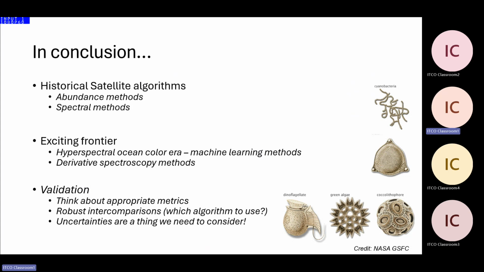And validation: when we're doing validation, you're comparing things together. Think carefully about how you're doing it, using appropriate metrics. And if you're trying to select an algorithm, you've got to come up with a way of comparing them appropriately.